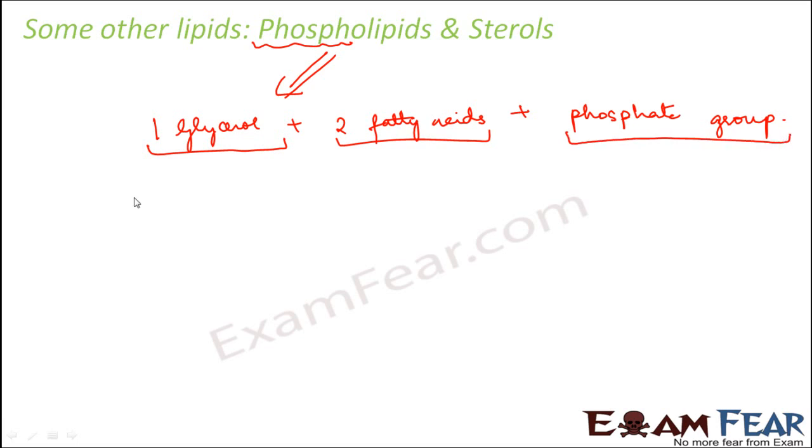Here also the fatty acid tails are going to be hydrophobic in nature, whereas the phosphate group end is going to be hydrophilic in nature. So that will be the composition of phospholipids. Talking about sterols, how do you identify sterols? Wherever you have 4 carbon rings, you just recognize them as sterols. So presence of 4 carbon rings indicates a sterol structure.